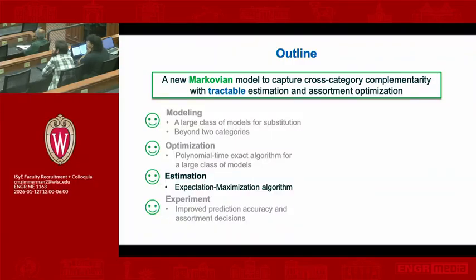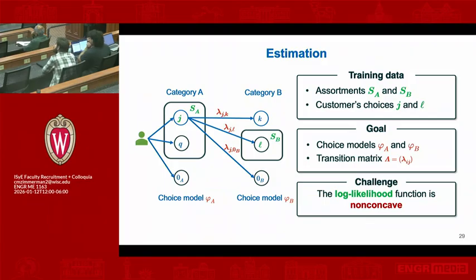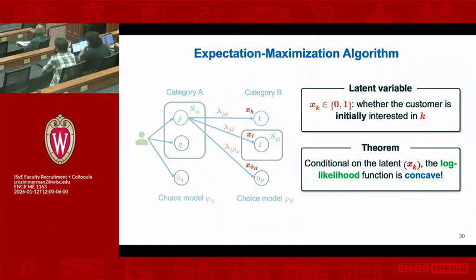So now let's talk about the estimation. Here, let's first see what we can observe from data. From the training data, we can see the assortments and customers' choices. Our goal is to infer the choice model and the transition matrix. The main challenge here is that the log likelihood function is not jointly concave in those problem parameters. What we do is define a set of latent variables. For example, x_k is a binary variable indicating whether the customer is initially interested in k. The good thing is, with this latent variable, the log likelihood function will be jointly concave in the model parameters.